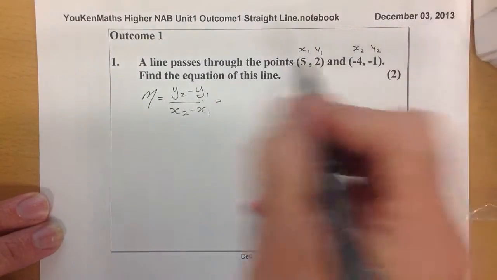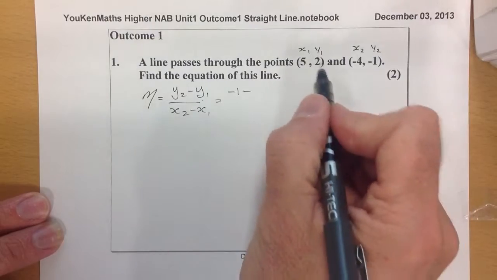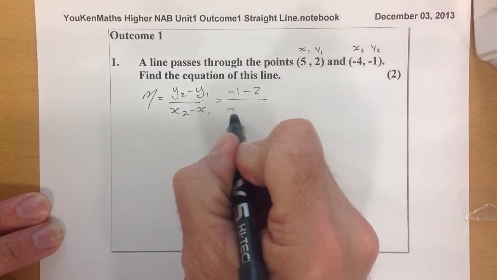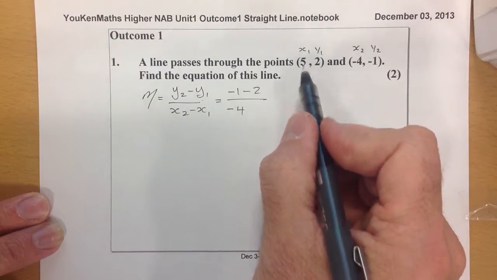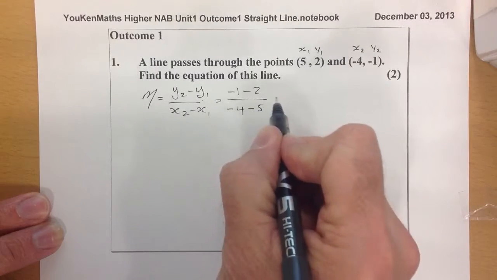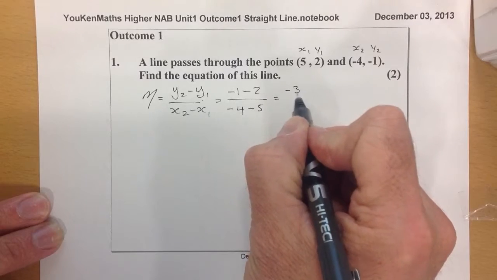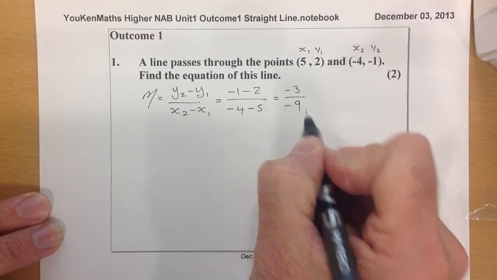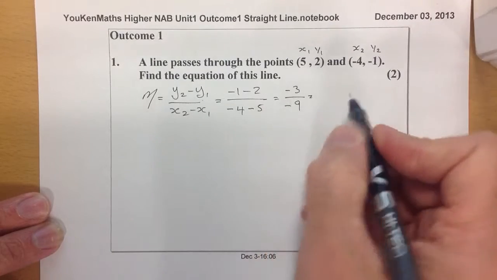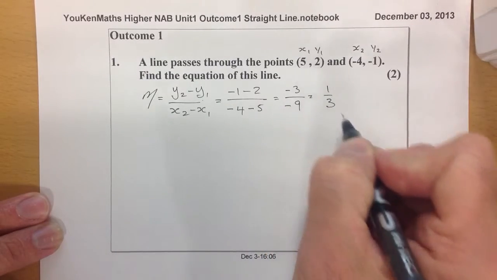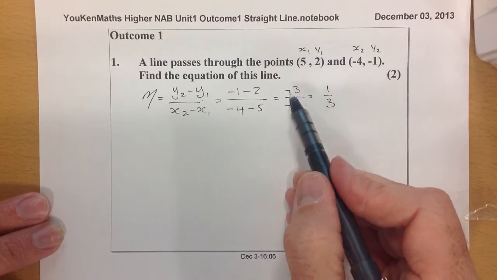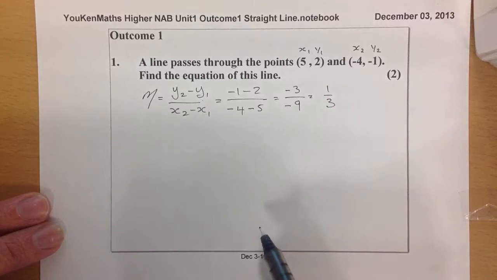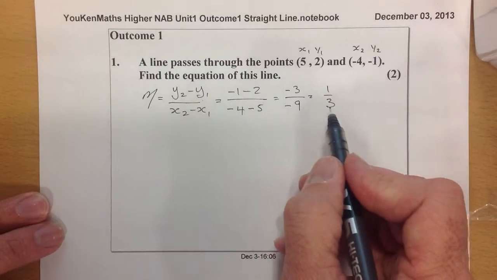Right then, so y2 is -1, subtracting 2, which is y1, over x2, which is -4, and x1, which is 5. So I'm going to take away 5 from that. On the numerator, I've got -3. On the bottom, I've got -9. So these two cancel out, and what I'm left with here is positive 1/3. The two negative signs divide out and give me a positive number. Okay, so now I've got the gradient.